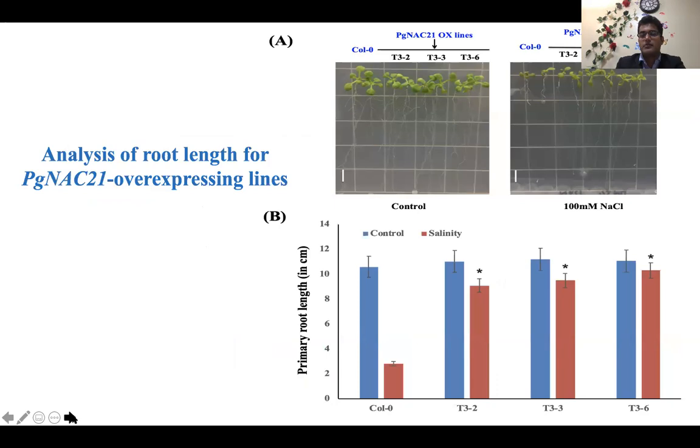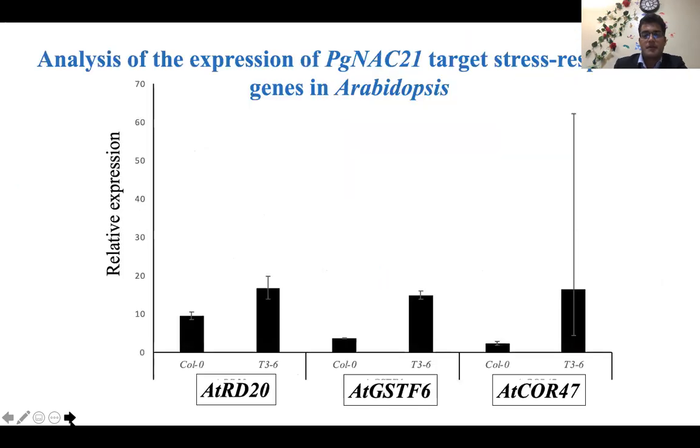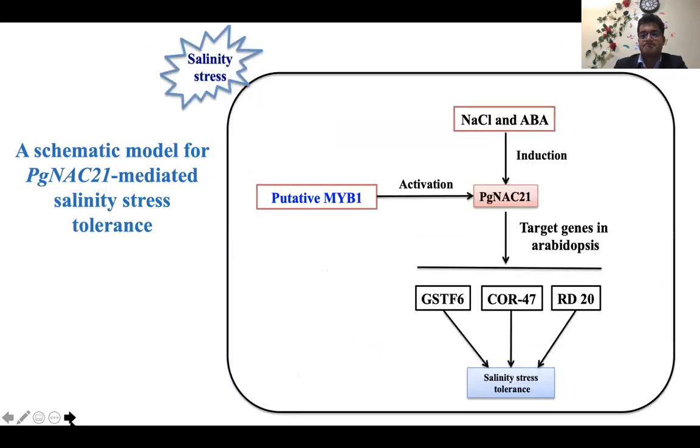Then for the same NAC21 overexpression lines, we performed the root assay. So you can see that during salinity stress, the overexpression lines showed a very high amount of root elongation compared to the wild type lines. So we think that this gene is also responsible for root elongation during salinity stress. Then we found some of the target genes of NAC21 in Arabidopsis. Most of these genes are stress responsive genes. And then we proposed a model of how NAC21 works in pearl millet.